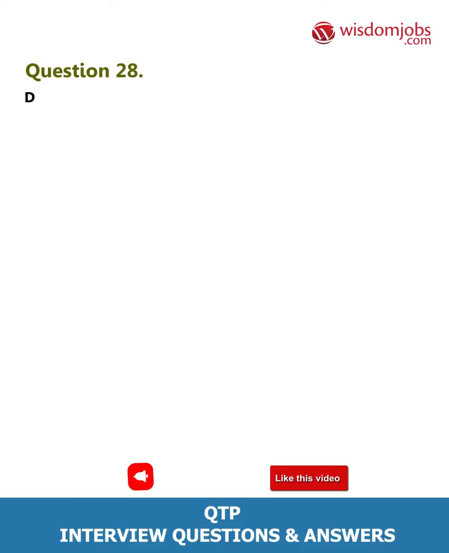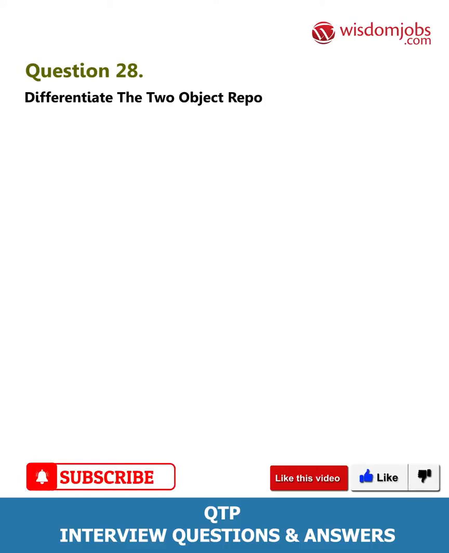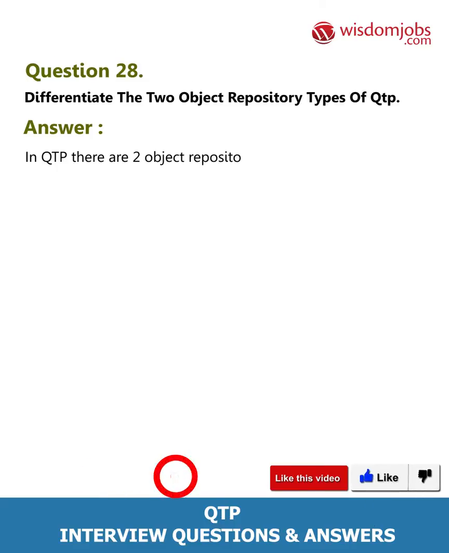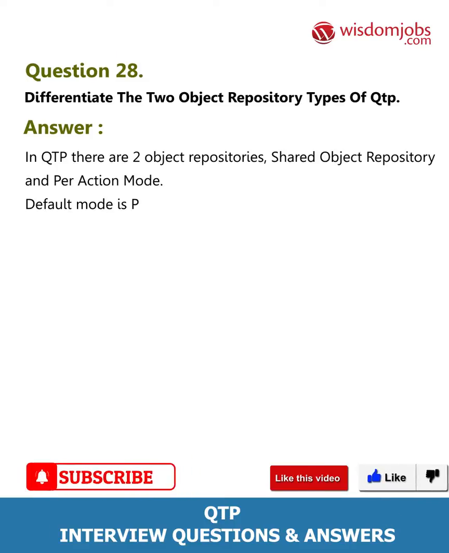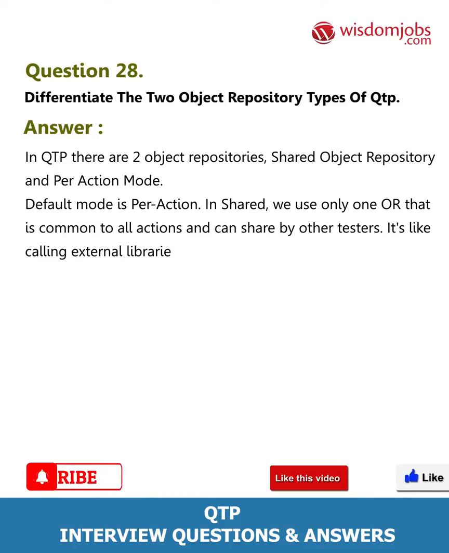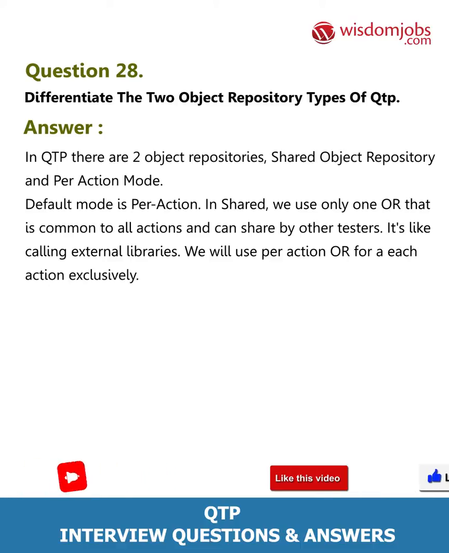Question 28. Differentiate the 2 object repository types of QTP. Answer: In QTP there are 2 object repositories, shared object repository and per action mode. The default mode is per action. In shared, we use only one repository that is common to all actions and can be shared by other testers. It's like calling external libraries. We will use per action for each action exclusively.